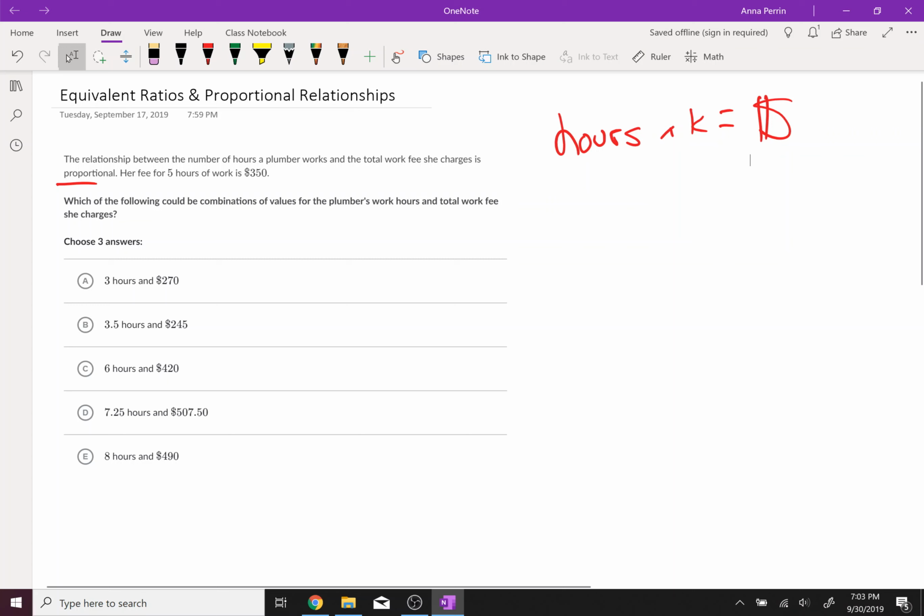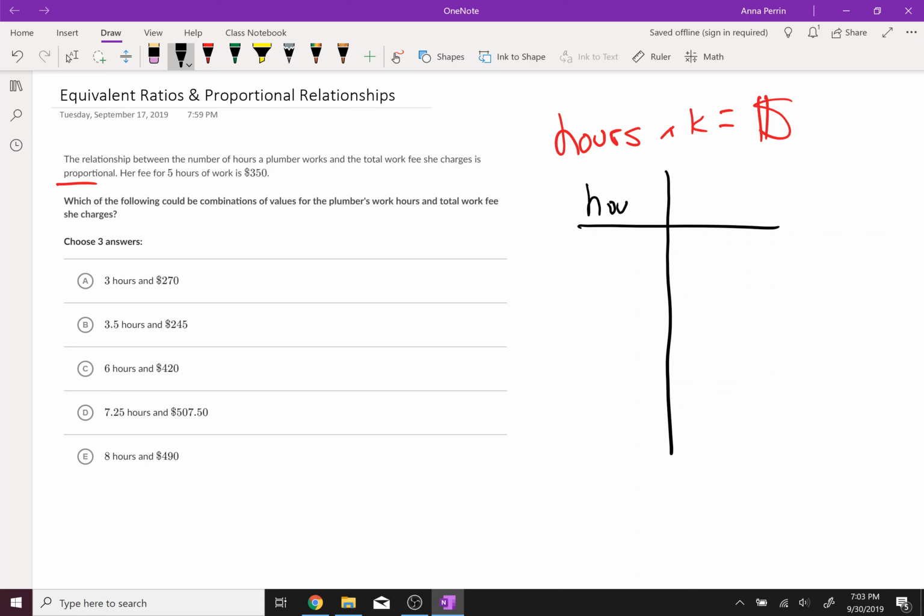And one of our best tools for figuring that out is going to be making a table. So before I've even read the problem and seen the information that we're given, I'm going to set this up where I'm going to put hours in the left-hand column and her charge in the right-hand column. So now I'm going to keep reading. It says that her fee for 5 hours of work is $350. So I'm going to go ahead and set that up in our table.